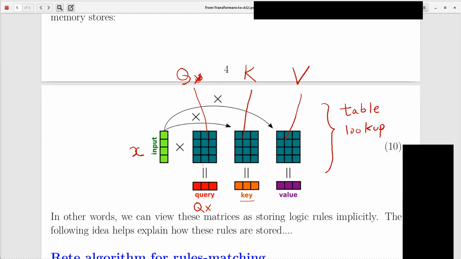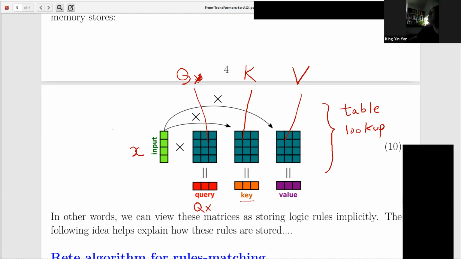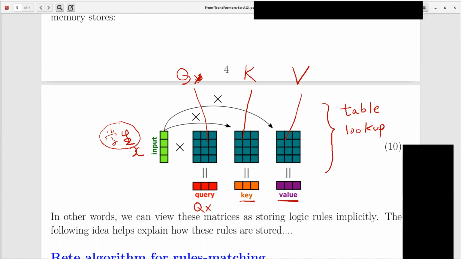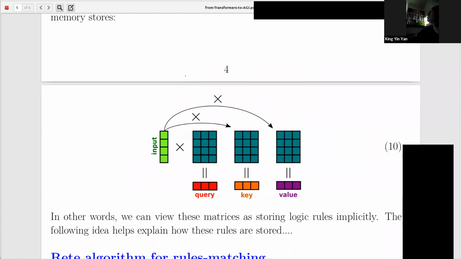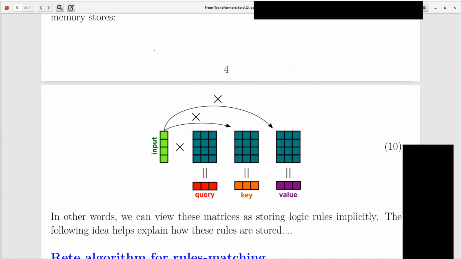Can you give us an example? Here X, what kind of X could be input? Maybe this word 学生 is a vector, right? Now we get the query, which is just another new vector, and the key and the value. These are all vectors, right? And then you can use this to look up the value.